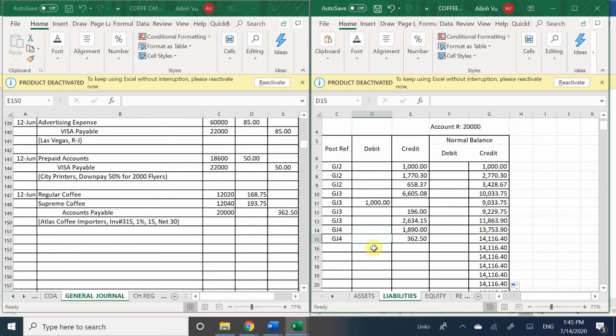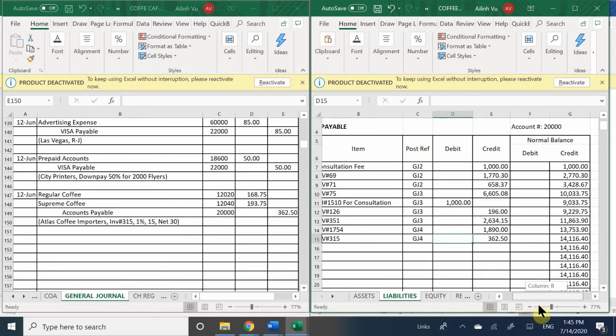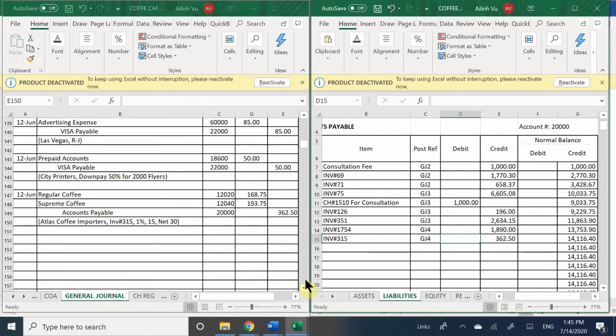Lynn, can you move the page a little bit to the left? Left? Yes, under the items. I just put invoice number 315. Oh, okay, yeah, that's what I have. I wasn't sure if you put anything else there.